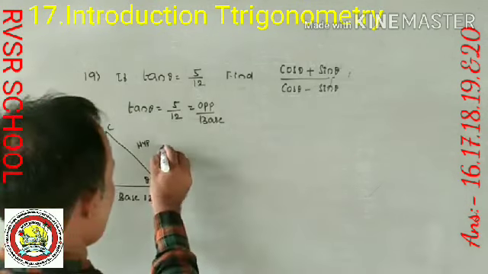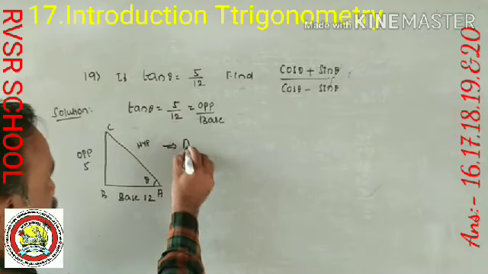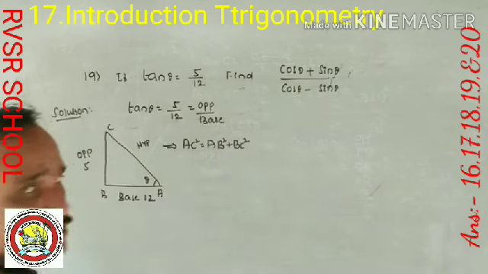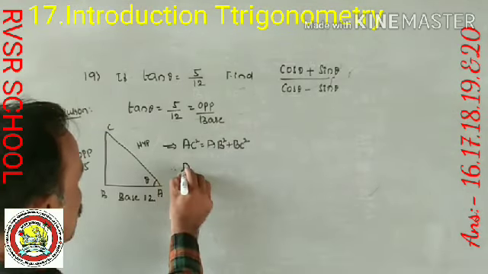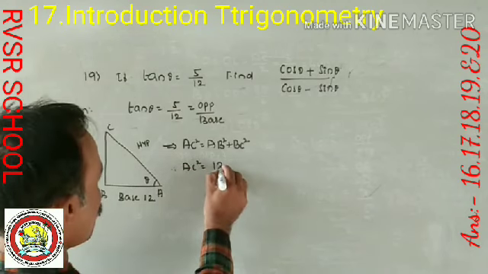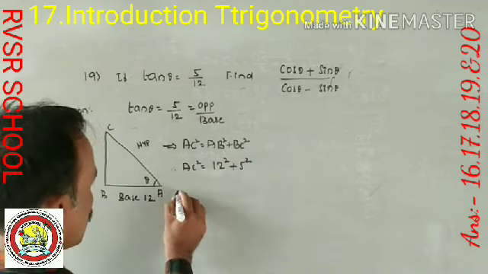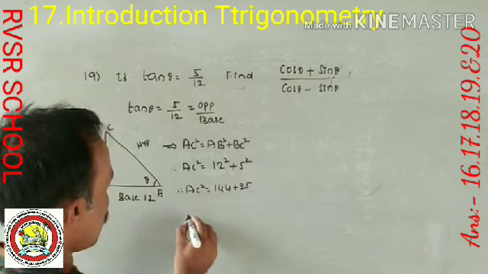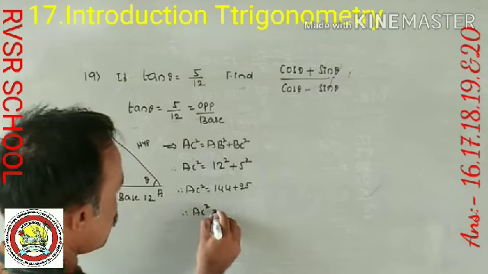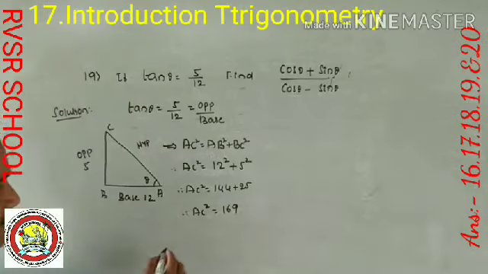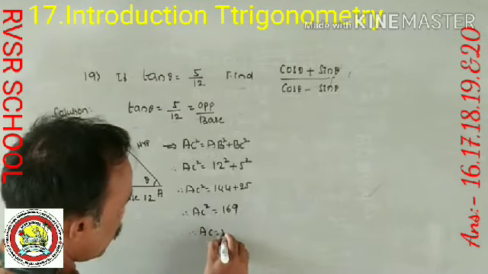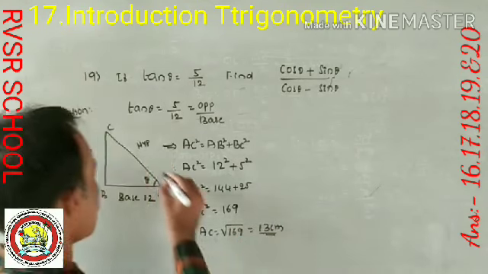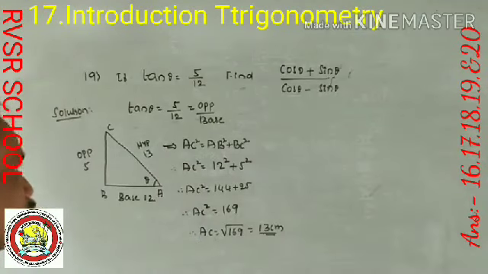Find AC again by using Pythagoras theorem. AC square is equal to AB square plus BC square. Therefore, AC square is equal to 12 square plus 5 square, which is 144 plus 25. Therefore, AC square is equal to 169. Therefore, AC is equal to root of 169, that is 13 centimeters. That is the value of the hypotenuse, 13.